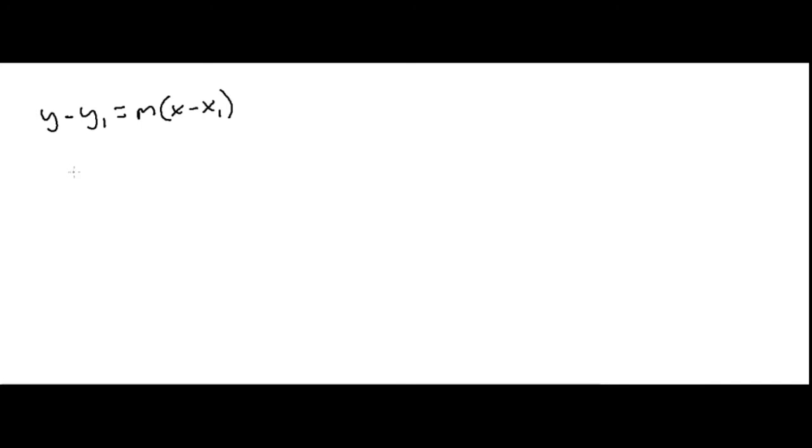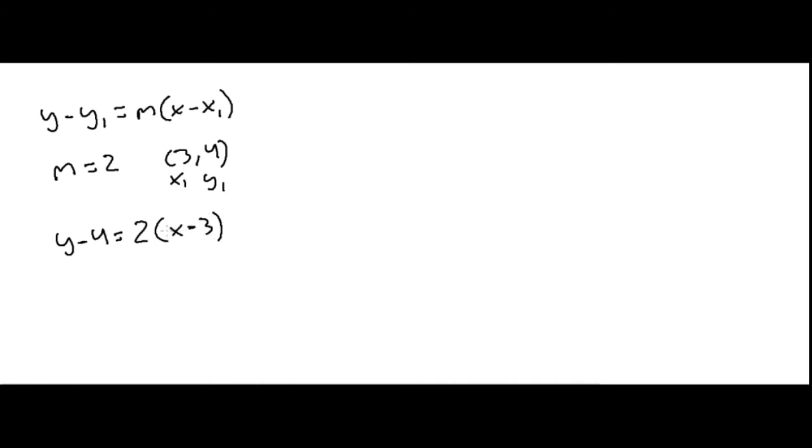So let's say you need to solve for a line that has a slope of 2 and needs to go through the point 3, 4. So you just plug in the values where they go. In this case we'll have a slope of 2, so we'll plug in 2 for m. Our x1 is 3 and our y1 is 4. So we'll have y minus 4 is equal to 2 times x minus 3.